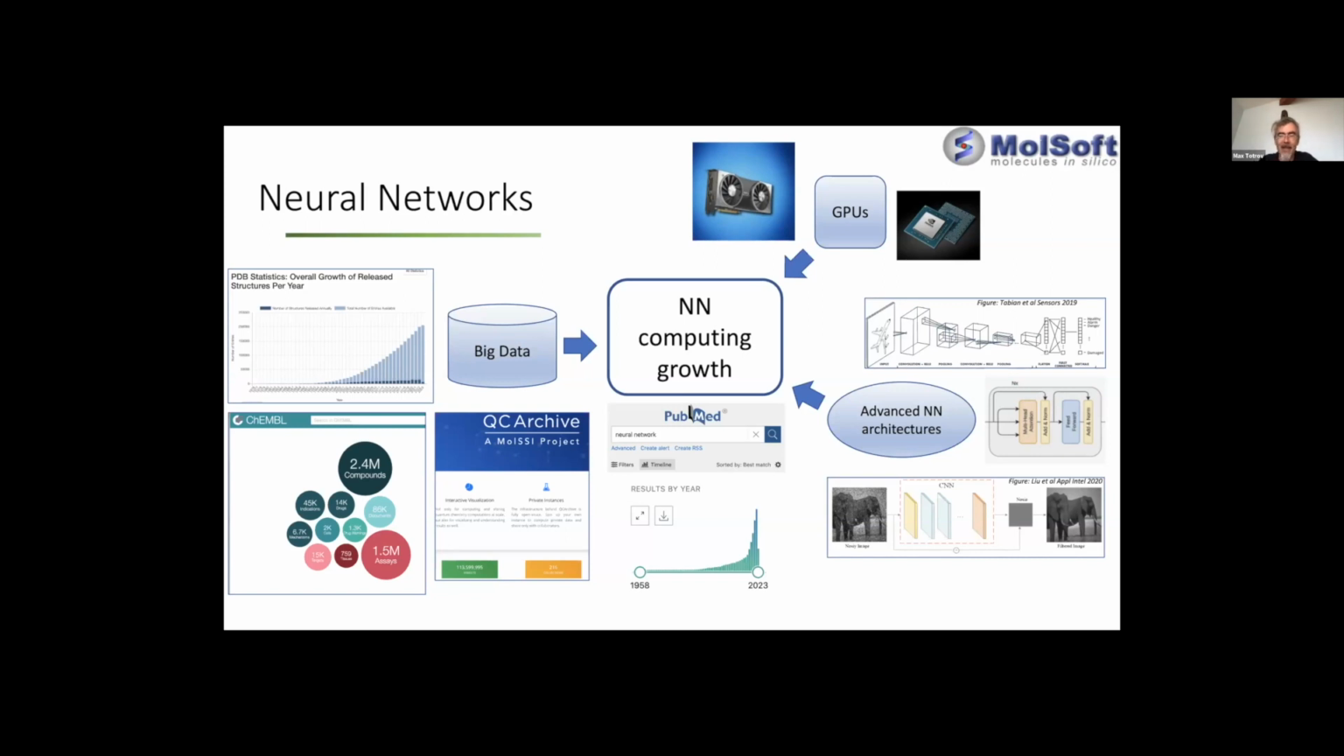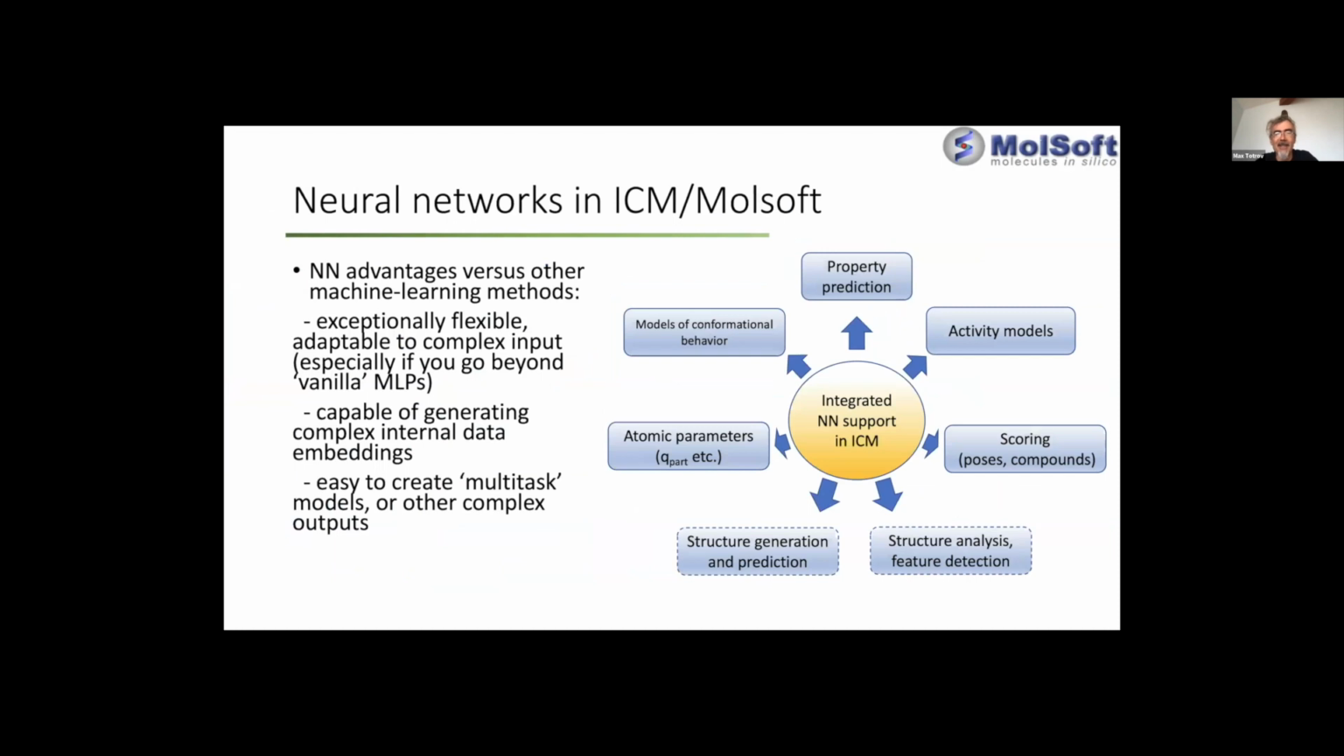the complex networks. Now, closer to us here at Molsoft, a few years ago, we decided to try and integrate neural networks into ICM, not so much because of all the noise around it, but we really felt that there are great advantages of neural networks over other machine learning methods, in particular in terms of flexibility, the absolutely unique flexibility of neural networks in terms of their adaptation to various inputs: 2D images, 3D graphs, whatnot. You can find an architecture that would take it in.